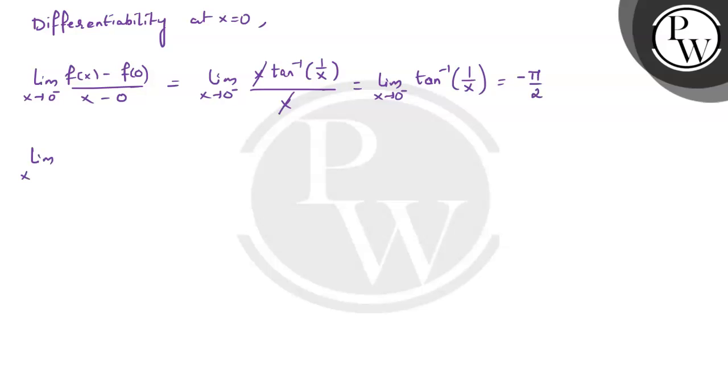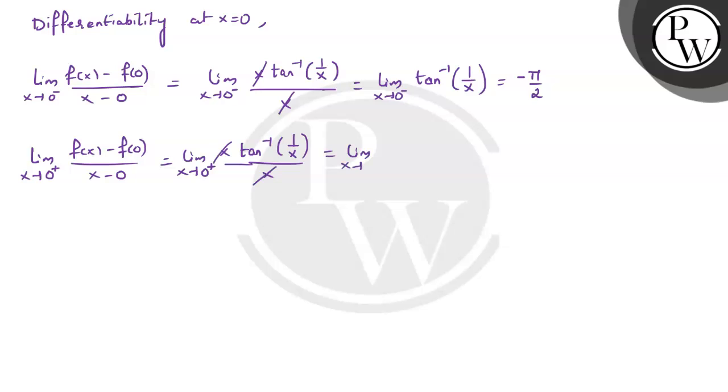Now let's compute the value for limit x tends to 0 plus of f(x) minus f(0) divided by x minus 0, which is equal to limit x tends to 0 plus x times tan inverse of 1 divided by x divided by x. Again x is going to 0, not equal to 0, so we can cancel out x, and we have limit x tends to 0 plus of tan inverse of 1 divided by x.